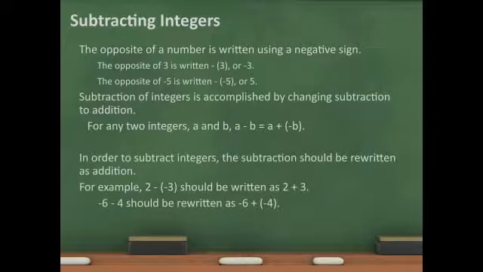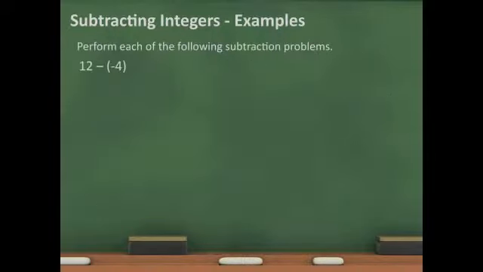For example, 2 subtracting negative 3 should be written as 2 plus 3. Negative 6 subtracting 4 should be rewritten as negative 6 plus negative 4. Always change the subtraction problem to addition before combining terms.